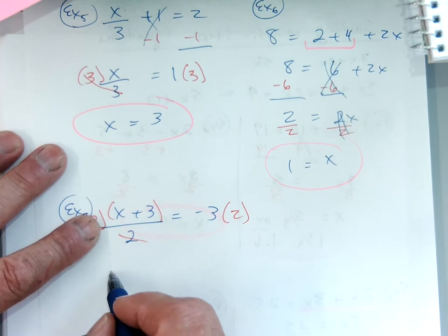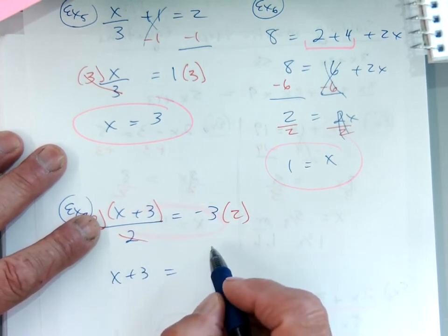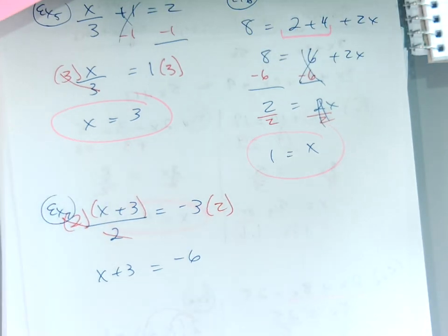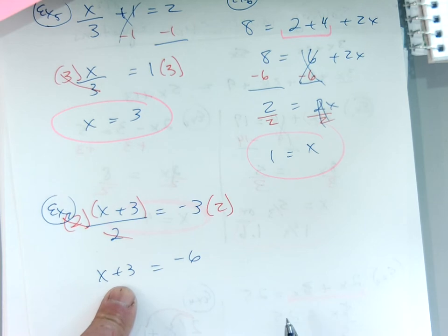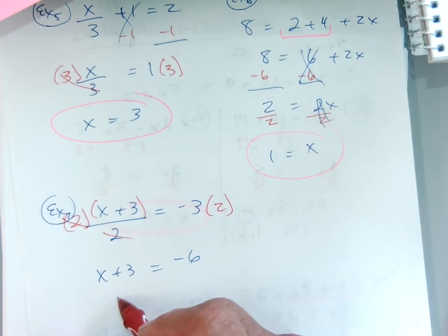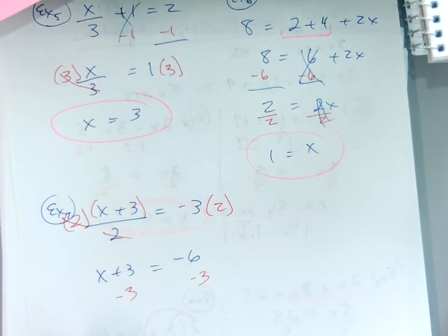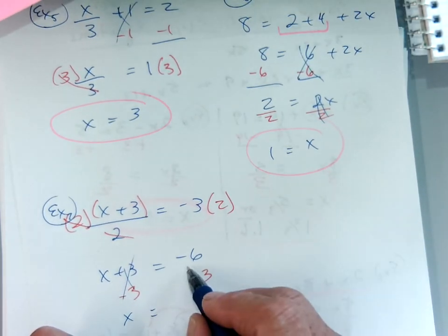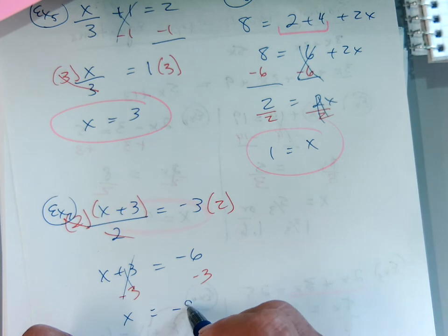What's left? X plus 3 equals, well, negative 3 times 2 is a negative 6. Okay, I can do negative numbers. You just have to be careful. X plus 3, I'm going to undo the plus 3 and go minus 3, minus 3. X, that's gone, equals negative 6 minus 3 is a negative 9.